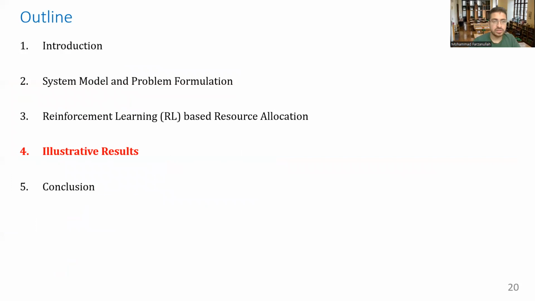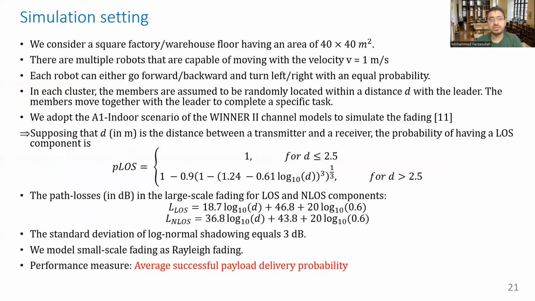Moving on to the illustrative results. For a simulation setting, we consider a square factory floor with a size of 40 by 40 square meters, where the robots can move around with a velocity of 1 meter per second. The cluster members are located close to the cluster leader, and the cluster moves together to complete a specific task.